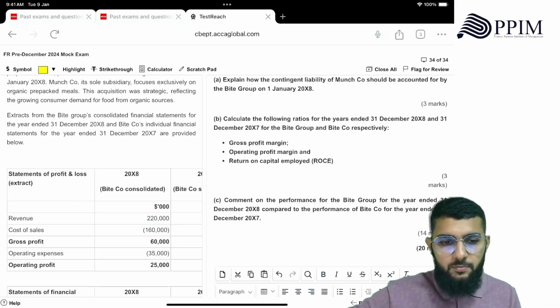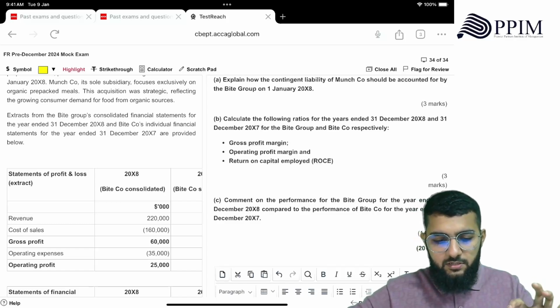It's not highlight. Yeah, I did press highlight, but that's not working.